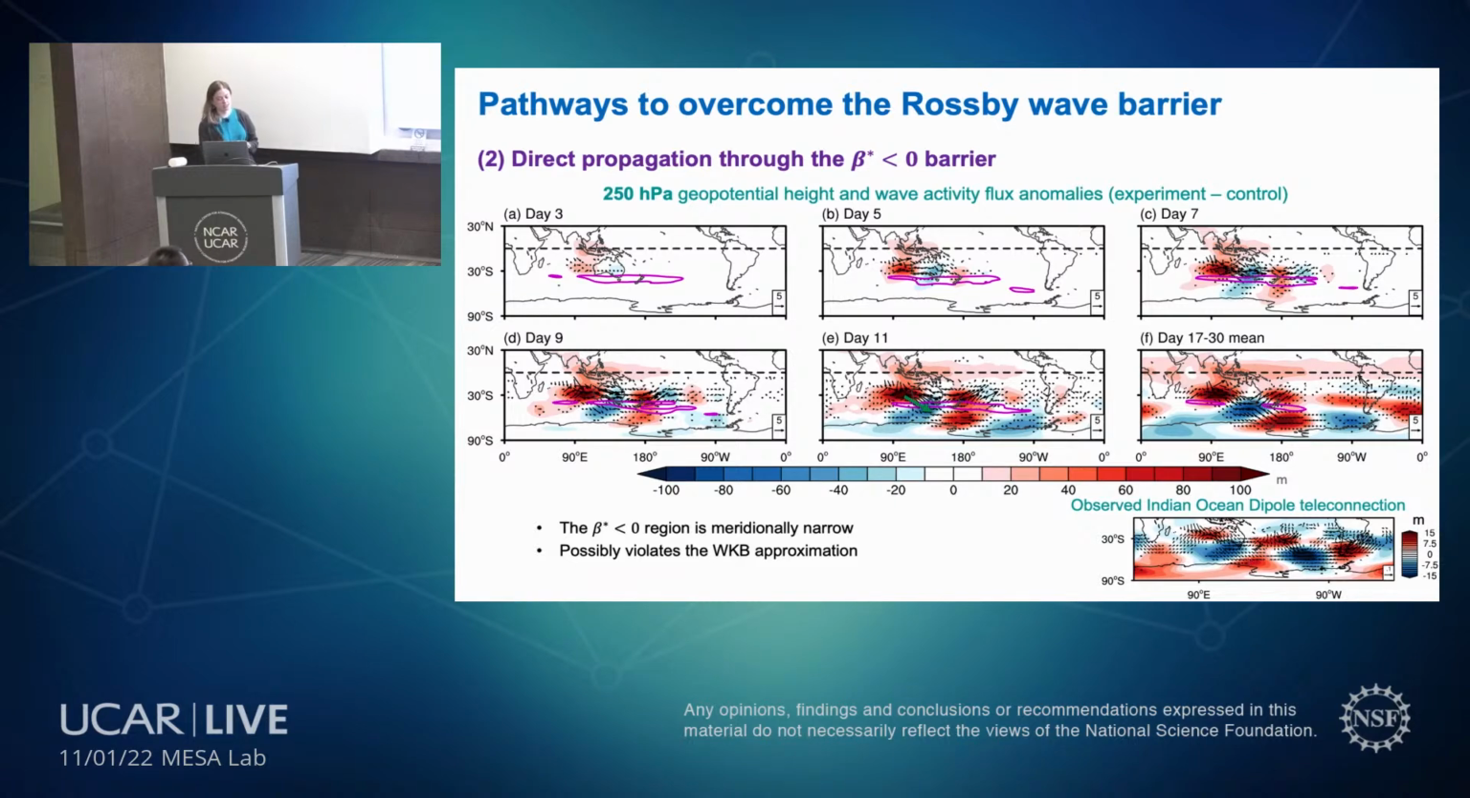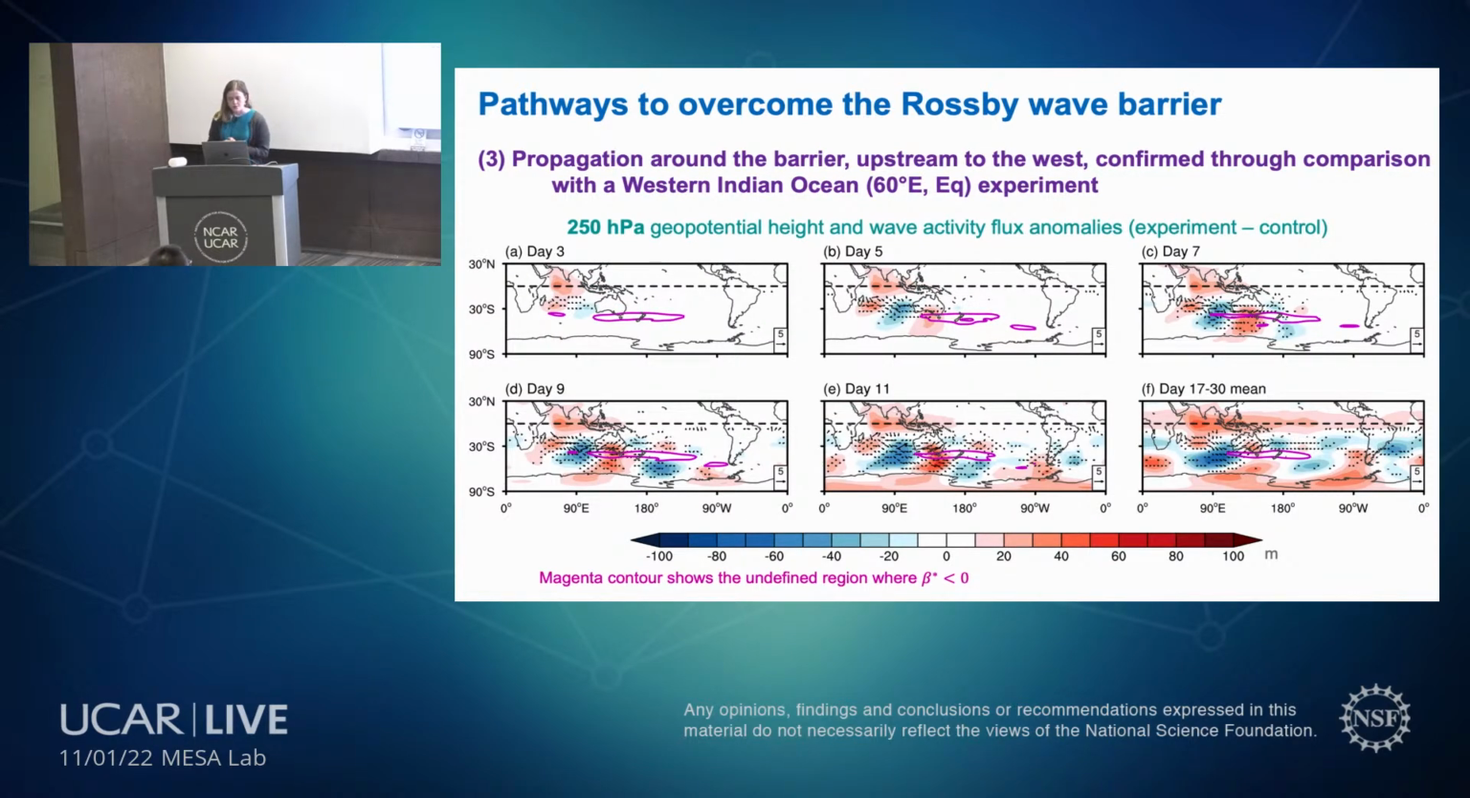And we suggest that this is because this region is meridionally narrow, and so we don't necessarily expect it to act as a concrete barrier to wave propagation, so it's probably not completely impermeable. And because it is only narrow, it also possibly violates the assumption of the WKB approximation, that the scale of the mean state varies less than the scale of these waves.